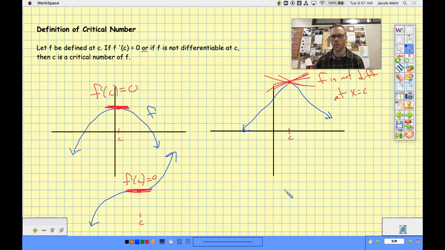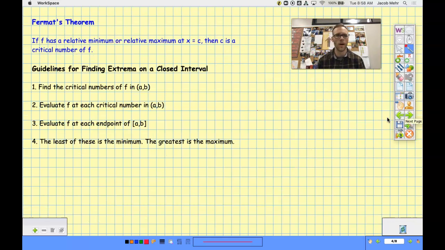What's the other scenario? Well, if it's not differentiable, it means there's not a slope. So that could look something like this, where the slope at our point ends up being perfectly vertical. That's undefined, right? So if f prime is undefined at c, it's not differentiable. We end up with a vertical tangent line. Now, do we have an extrema there? No, we don't.